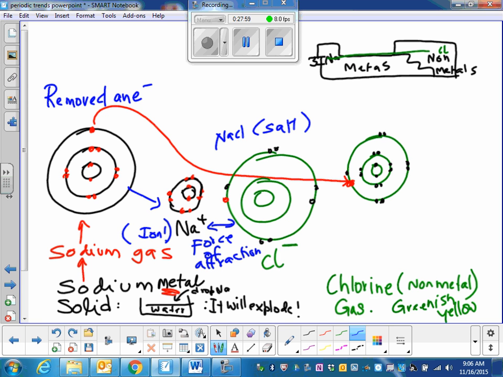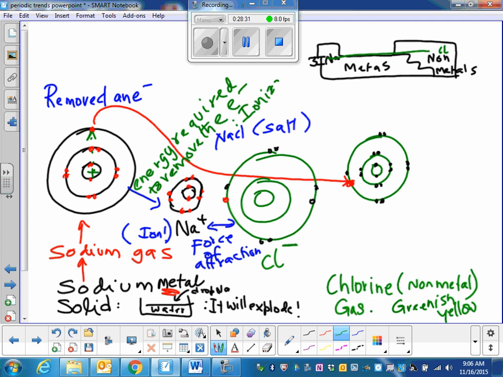So, this energy that you require, now this requires energy. You just cannot pull away an electron. Why? Isn't the nucleus attracting this electron? Yes or no? Isn't the nucleus pulling it and keeping it together? So you require energy. Energy required to remove the electron is known as what? Is known as ionization energy. Ionization energy. That is the next trend we are going to study about.